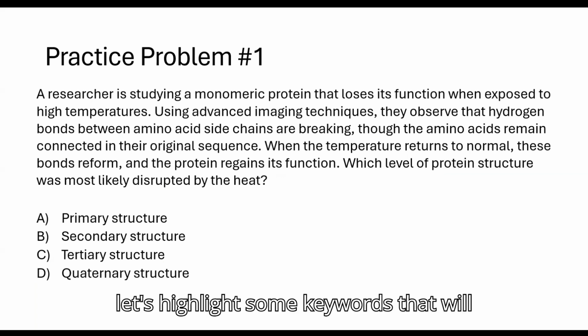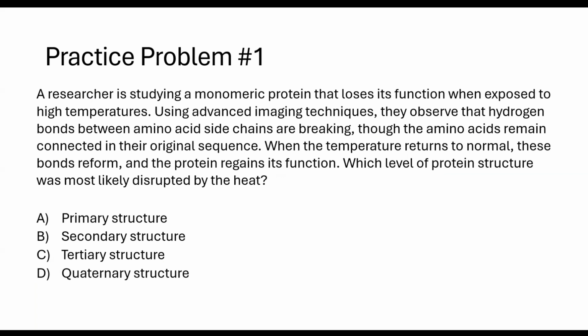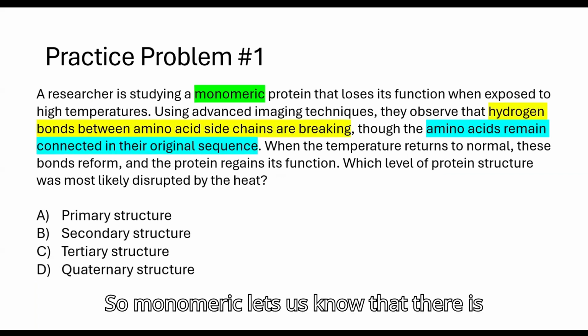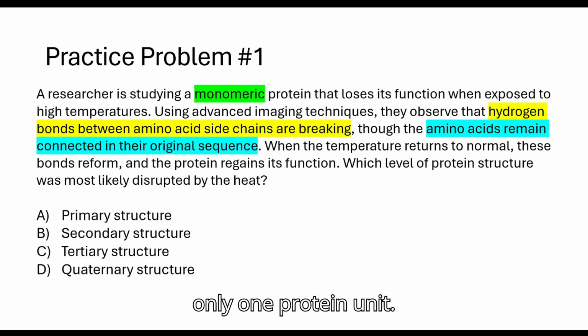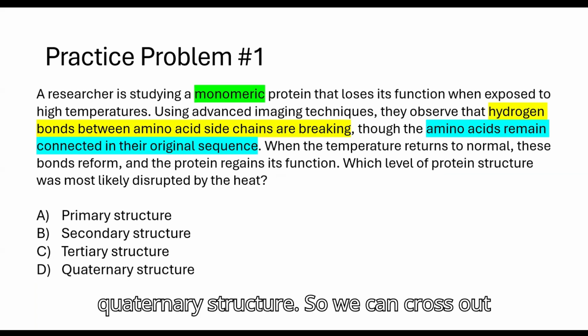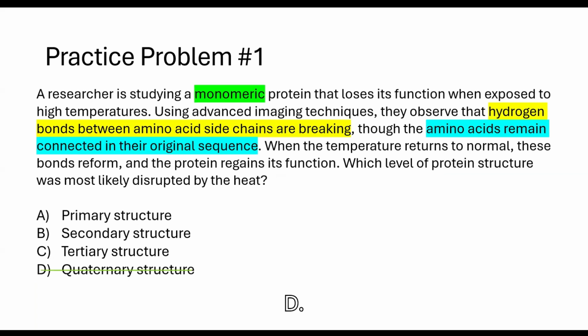Okay, let's highlight some keywords that will help us make a decision. So monomeric lets us know that there is only one protein unit. So this protein does not have quaternary structure. So we can cross out D.